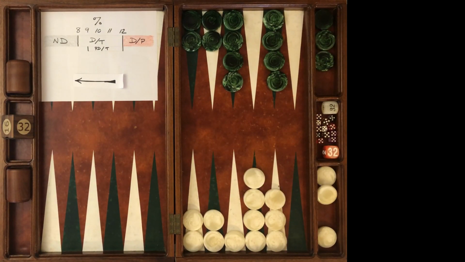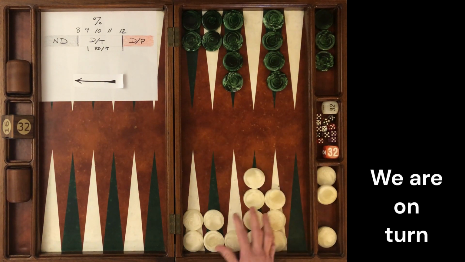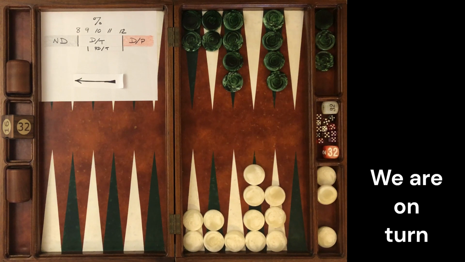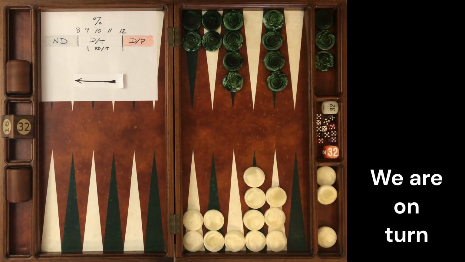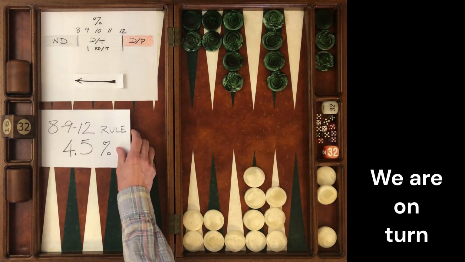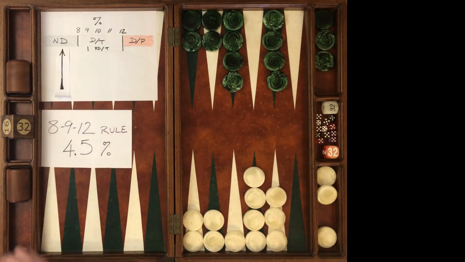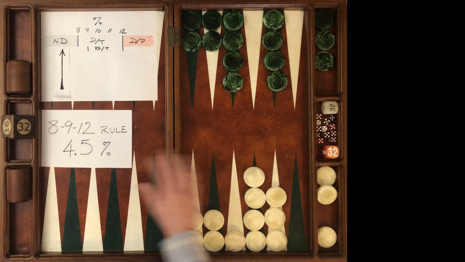Position 9, again, we are on roll, looking at a cube here. We have checkers on these low points we're not too happy about, but our opponent also does. They have 2 gaps versus our gap and half, and the 8-9-12 rule has us at 4.5%. So pretty far away from 8, rather.